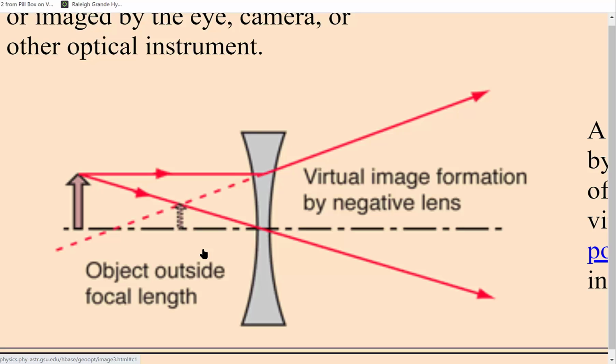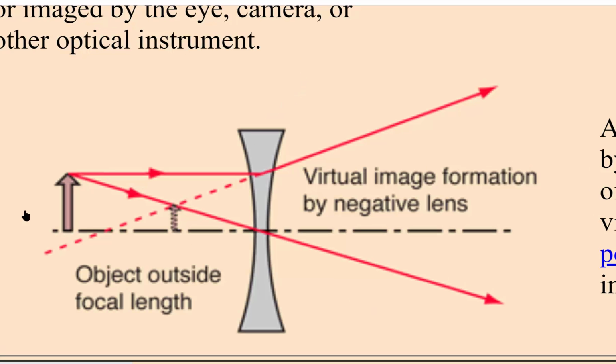Now this image will be captured by a camera. However, if we were to place a screen across here, then nothing would actually show up. And also really important to note that with this lens, the image is also the right way up. So this one was going up and this one will be going up as well.